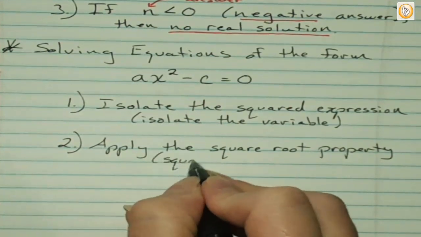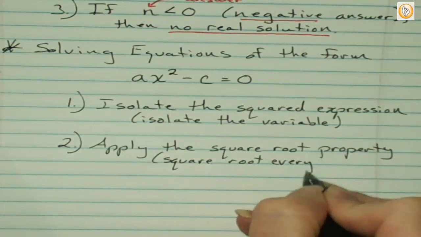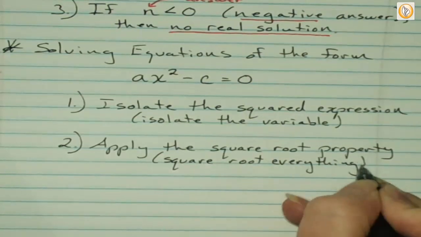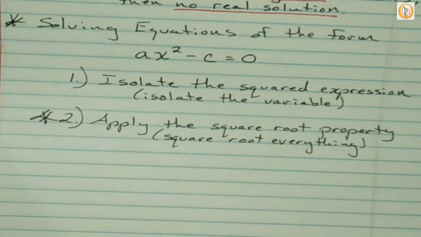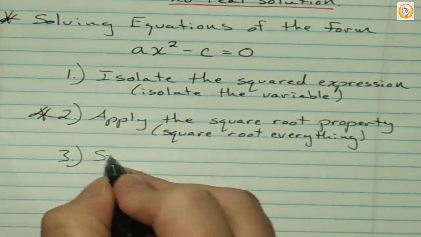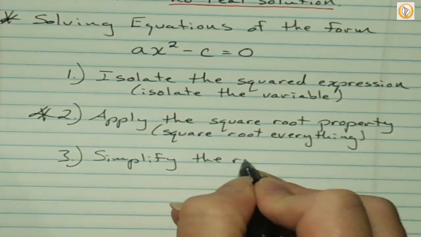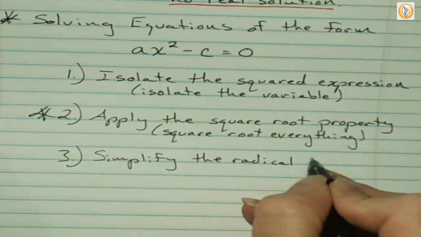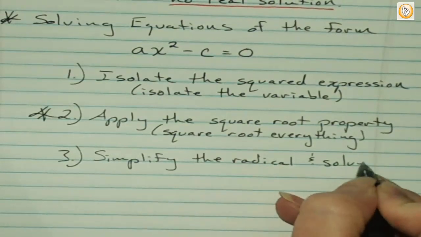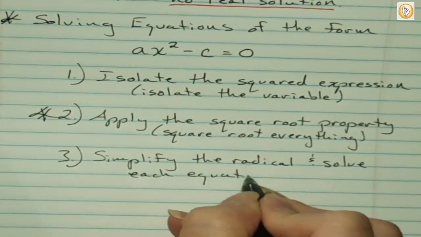Basically, square root everything. I'm putting a star by that. And then 3, simplify the radical and solve each equation.